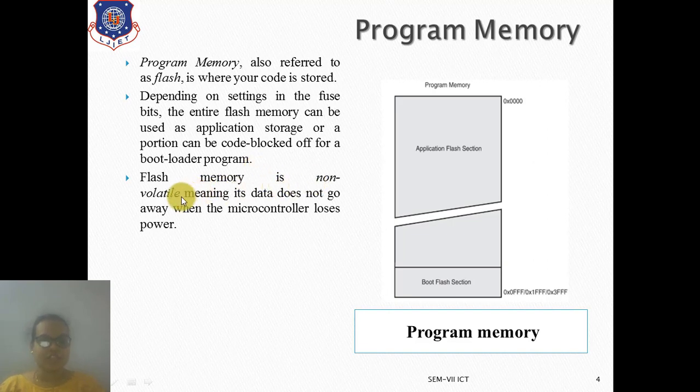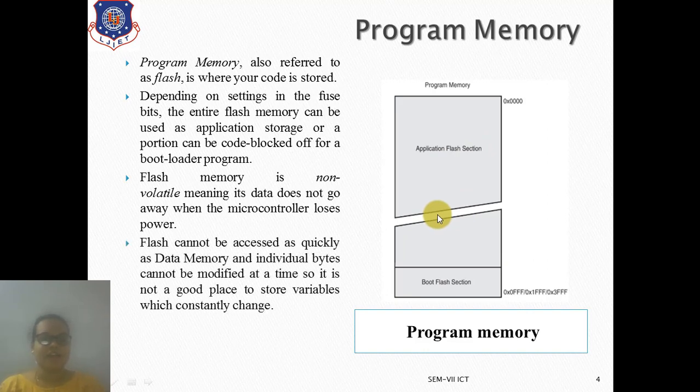Flash memory is a non-volatile memory, meaning its data does not go away when the microcontroller loses power, right? So whenever the microcontroller is powered off, that particular program will be retained in this program memory. It will not be lost. Flash cannot be accessed as quickly as data memory, and individual bytes cannot be modified at a time, so it is not a good place to store variables which constantly change. So program memory is one type of ROM, right, flash memory.